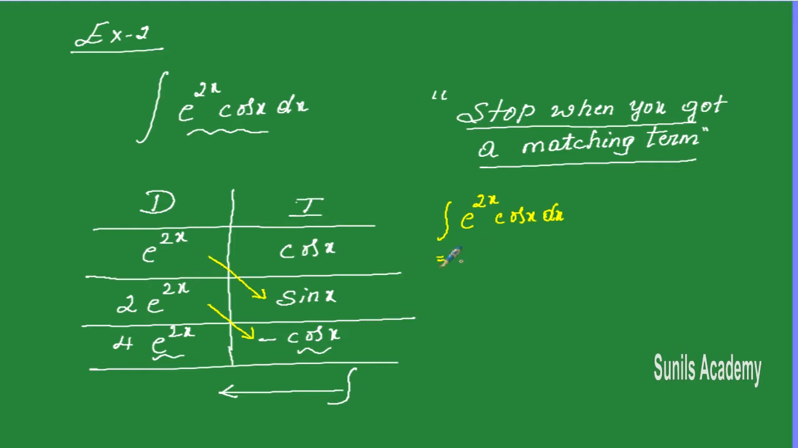So what do I write? e to the power of 2x into sin x. Before that you have to mark the signs. For the first, plus, minus, plus: plus into plus is plus, e to the power of 2x into sin x. Then minus into minus is plus, so plus 2 into e to the power of 2x into cos x.